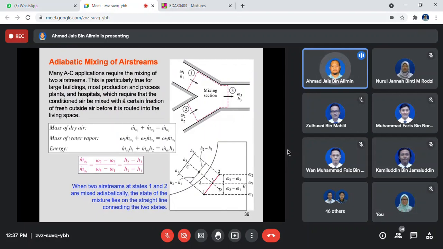In certain air conditioning applications, sometimes you need to mix air with different humidity content. So you can use this approach. You can mix them, you branch off, or you can combine, so that at the end you have a working stream which is suitable for cooling your area of concern.